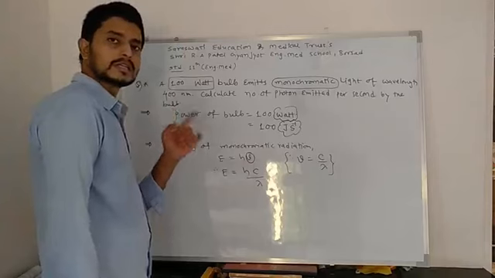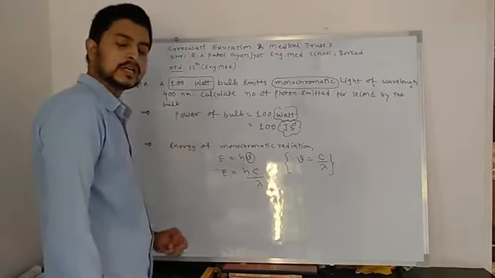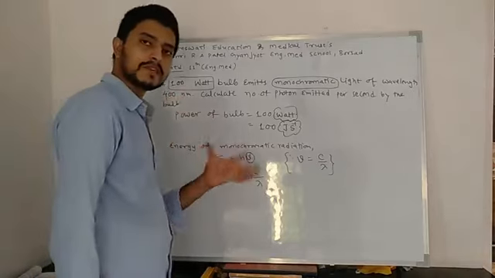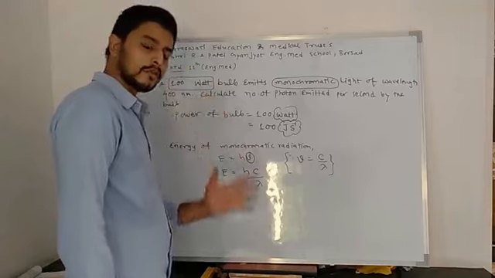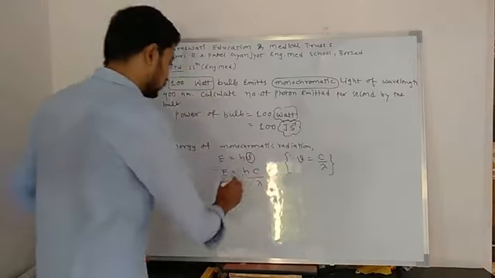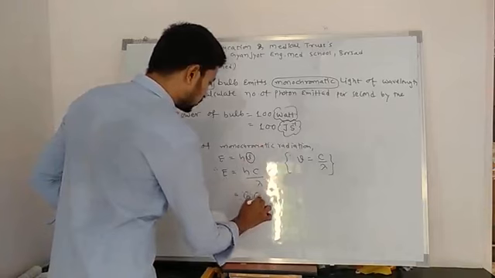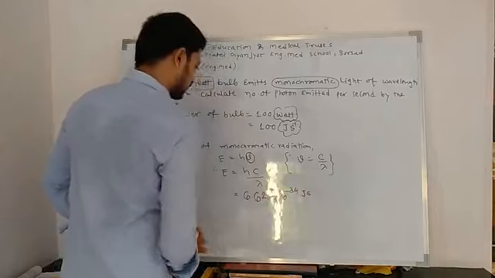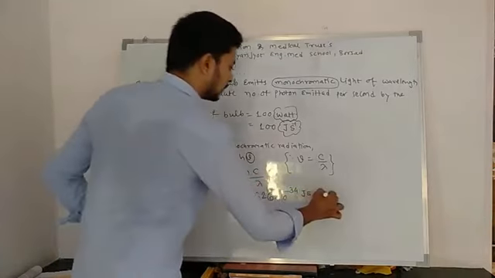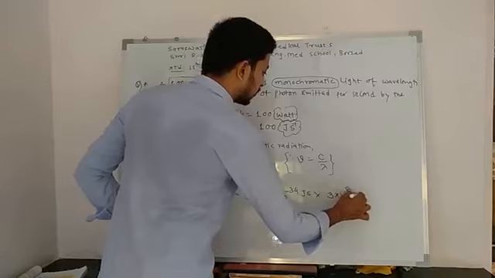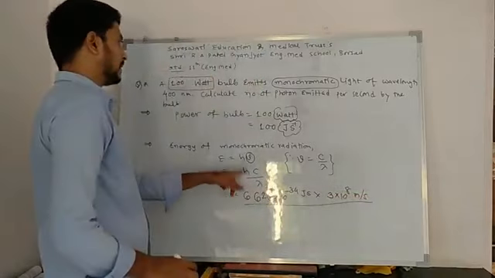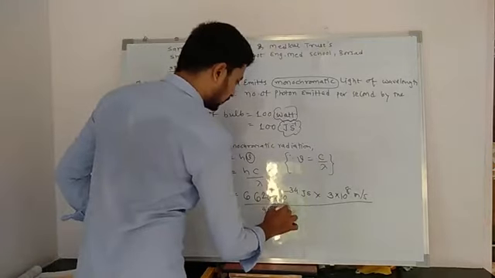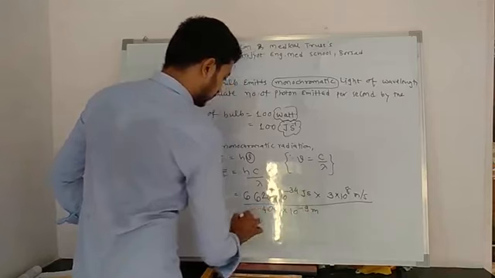c is the distance traveled by light in 1 second, which means 3 × 10^8 meter per second, and lambda is given as 400 nanometer. So simply we can convert it into meter, like 4 × 10^-7 meter. So I will write down the value: E is equal to 6.626 × 10^-34 joule second into 3 × 10^8 meter per second upon lambda, which is given as 400 nanometer, so it is 4 × 10^-7 meter.